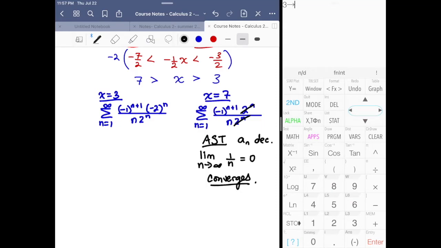For the other part, a little more work to do, but just as fun, that negative 2 to the nth can be written as negative 1 to the nth times 2 to the nth. So let me just do that.